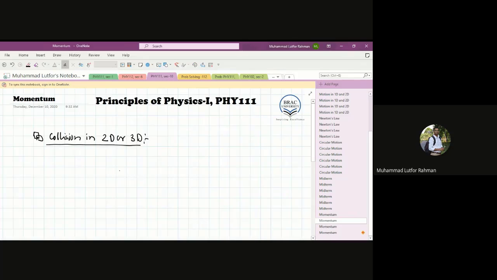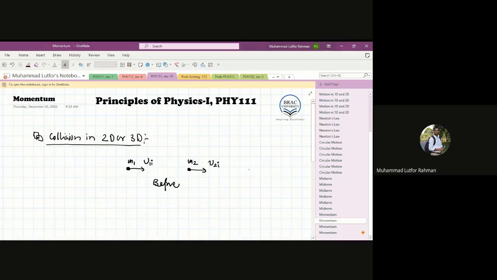Say I have a case like this: this is an object, M1, which is traveling in that direction with a speed V1I. I stands for initial. And this is M2, with V2I. For simplicity, say it's traveling at a speed that way. Now, this is the case before the impact.